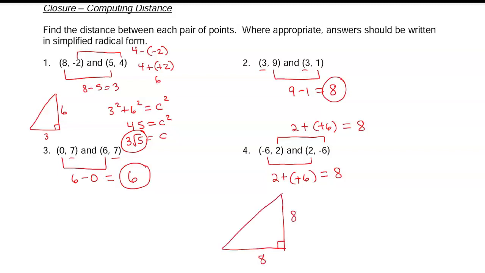So now I'm going to have to use Pythagorean theorem. 8 squared plus 8 squared equals c squared. That's 128 equals c squared. So c equals 8 root 2.